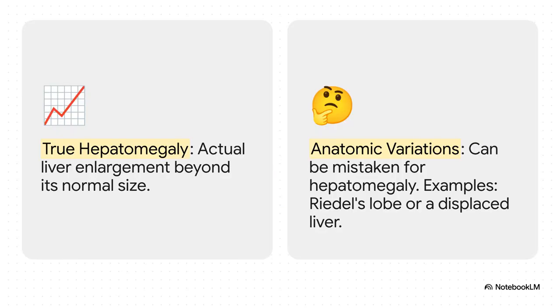Now, this is a super important point. Not every liver you can feel is actually an enlarged liver. You have to be aware of the mimics. A Riedel's lobe is the classic example. It's this totally benign, tongue-like projection of the right lobe that can feel huge. Or think about a patient with severe COPD. Their diaphragm literally pushes a normal-sized liver down, making it easy to feel below the ribs. So you've always got to keep these anatomic variations in the back of your mind.